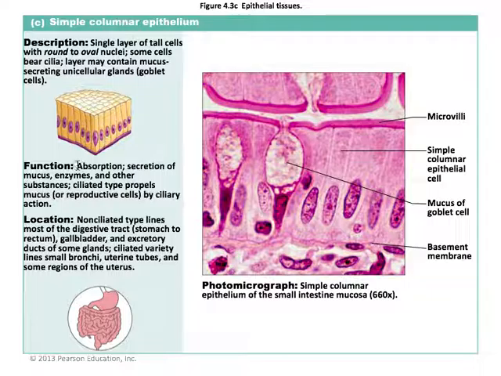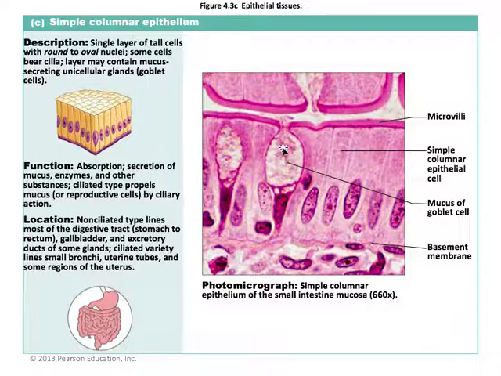You can see the function is absorption, secretion of mucus, enzymes, and other substances. You may have cilia. You may have mucus. Here we have some specialized cells that are called goblet cells. The goblet cells here are very recognizable once you know what to look for. So you'll see the 1, 2, 3, 4, 5, 6, 7 cells. And in between here you have a different kind of cell.